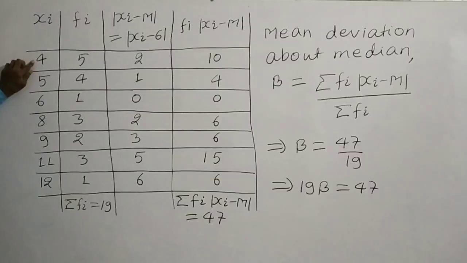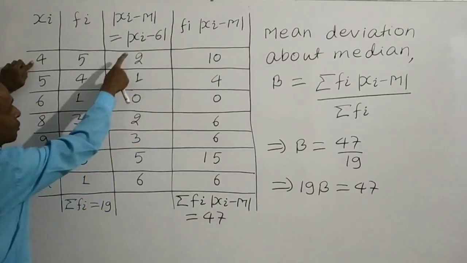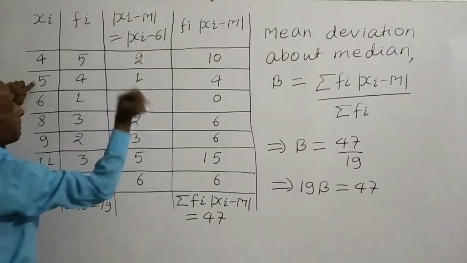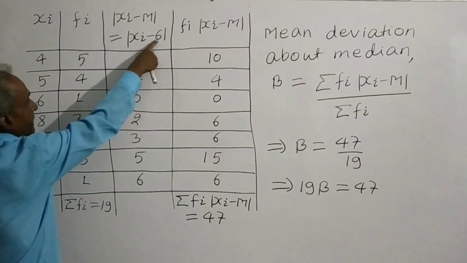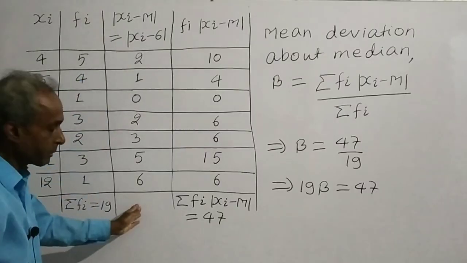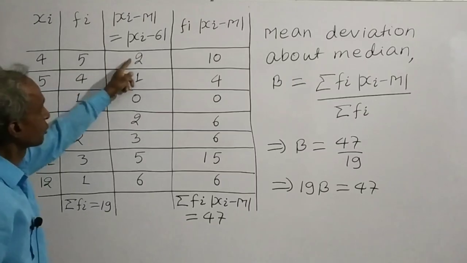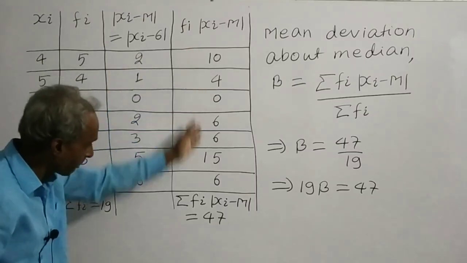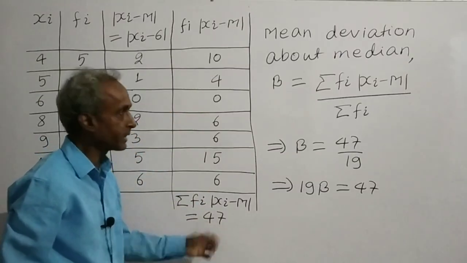For the median deviation, 4 minus 6 will be minus 2. Mod of minus 2 will be 2. 5 minus 6 will be minus 1. Mod of minus 1 will be 1. 6 minus 6 will be 0. Mod of 0 will be 0. In this way we write numbers in this column. Now we multiply 5 times 2 is 10, 4 times 1 is 4, and write the numbers in this column. Add all these numbers to get 47.